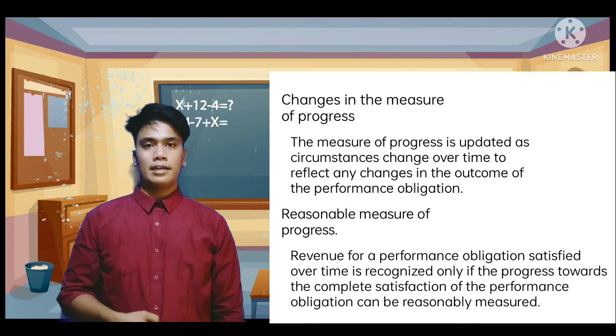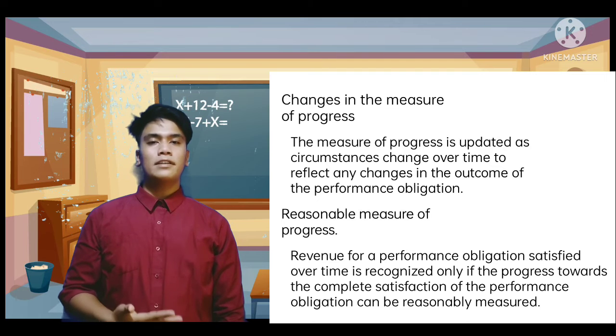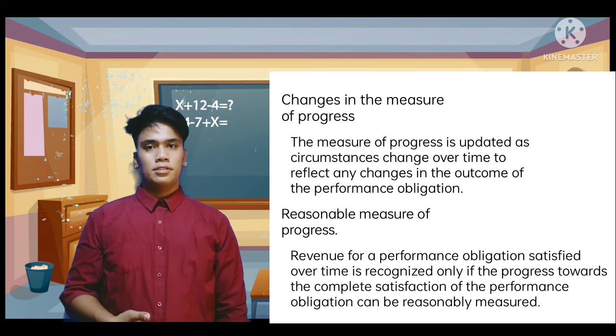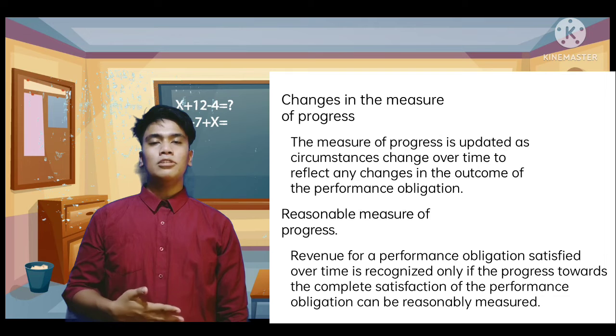Reasonable measure of progress. Revenue for a performance obligation satisfied over time is recognized only if the progress towards the complete satisfaction of the performance obligation can be reasonably measured. If the outcome of a performance obligation cannot be reasonably measured, but the entity expects to recover the cost incurred in satisfying the performance obligation, revenue is recognized only to the extent of cost incurred until such time that the outcome of the performance obligation can be reasonably measured.